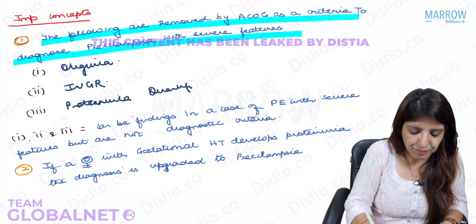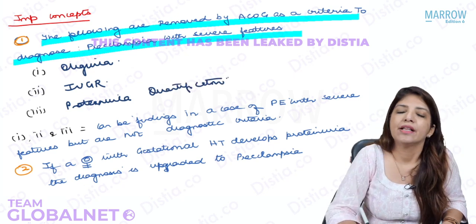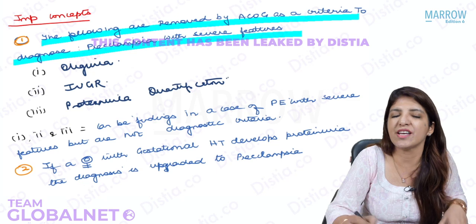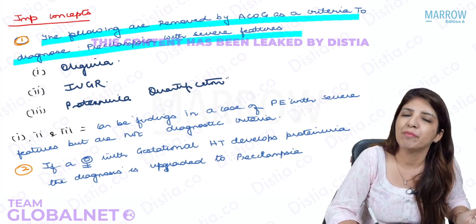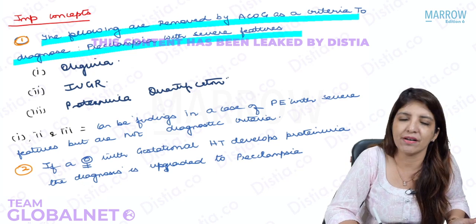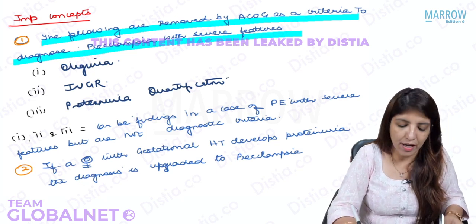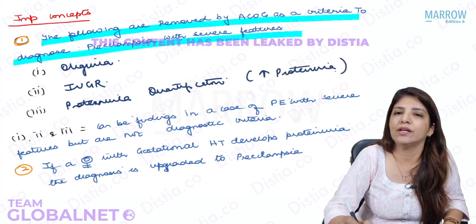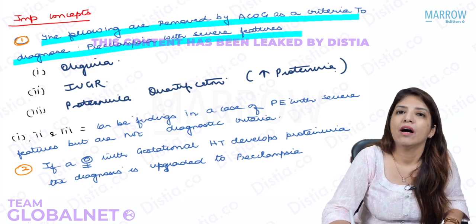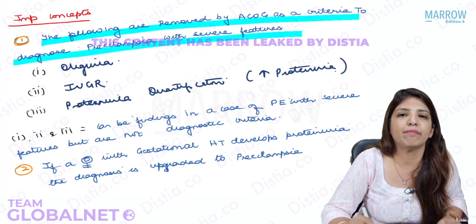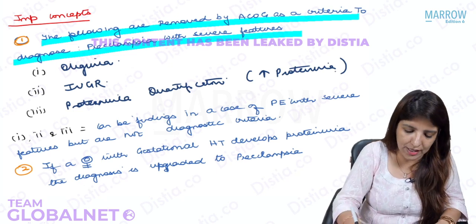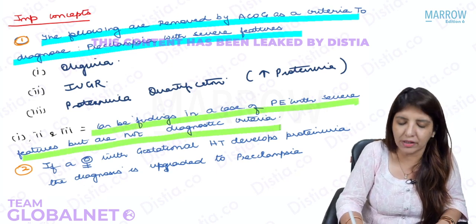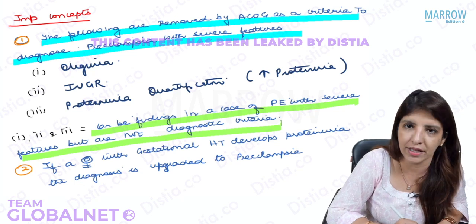Proteinuria quantification. So earlier they used to say that if proteinuria is more, then that means you are dealing with preeclampsia with severe features, and if proteinuria is less, you are dealing with preeclampsia without severe features. But these three criteria, oliguria, IUGR and proteinuria quantification, that means increased proteinuria, are no longer a criteria to differentiate between severe preeclampsia and mild preeclampsia, although all these are findings in a case of preeclampsia with severe features, but they are not included in diagnostic criteria, right?